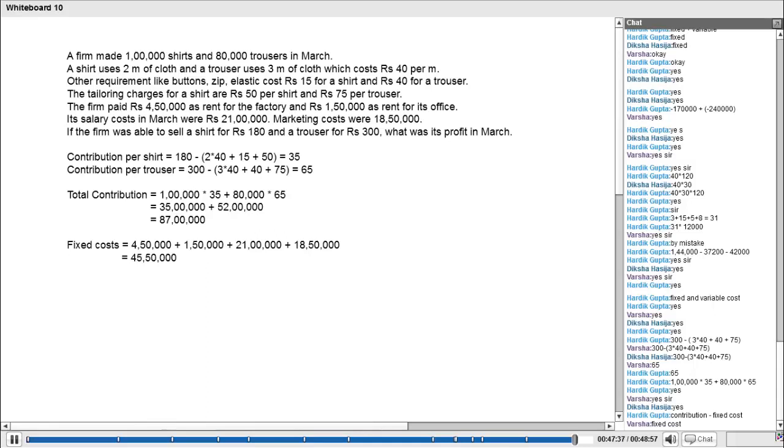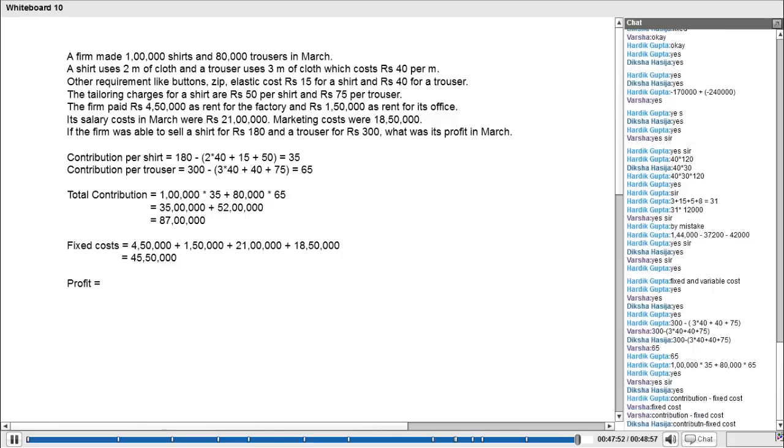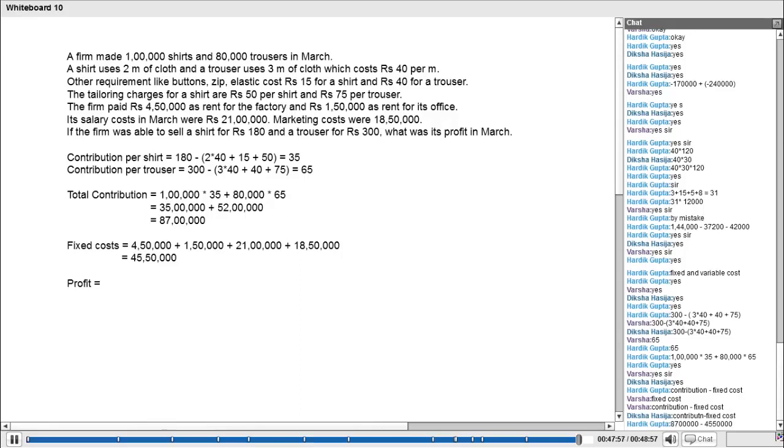Yeah. So now what is profit? How will we calculate profit? So how will we calculate profit now? Yes, contribution minus fixed cost. So what is contribution? 87 lakhs minus 45 lakhs 50,000, which is 31 lakhs 50,000. So is this clear to all of you?